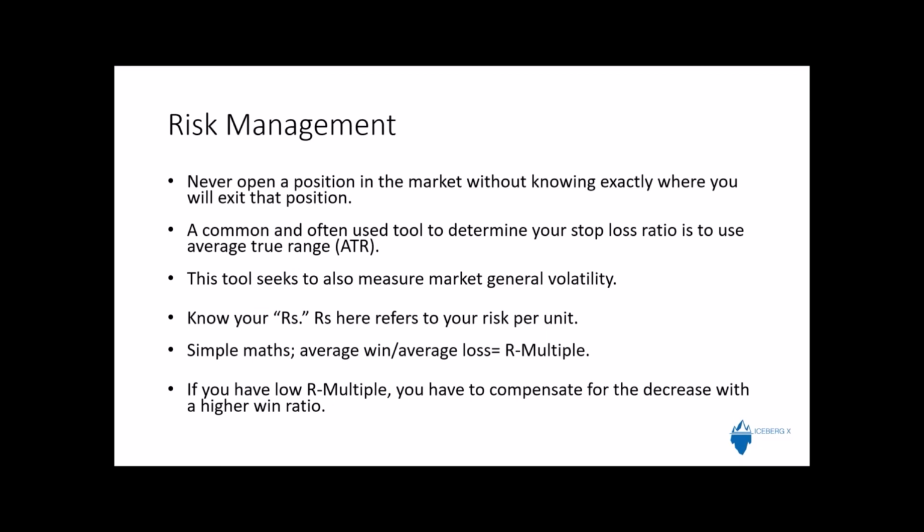Obviously, you need to know your Rs, which basically refers to risk per unit. It's another simple piece of mathematics: you calculate your average win against your average loss in terms of value. If you have a low R multiple, you have to compensate with a higher win ratio. That means out of 10 tries, you have to perfect your win rate even better to compensate for the decrease in R multiples.